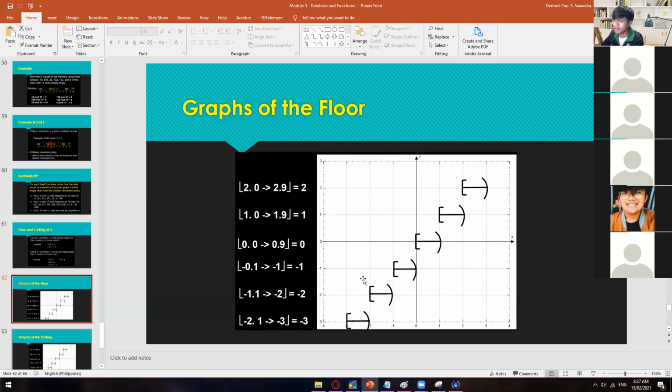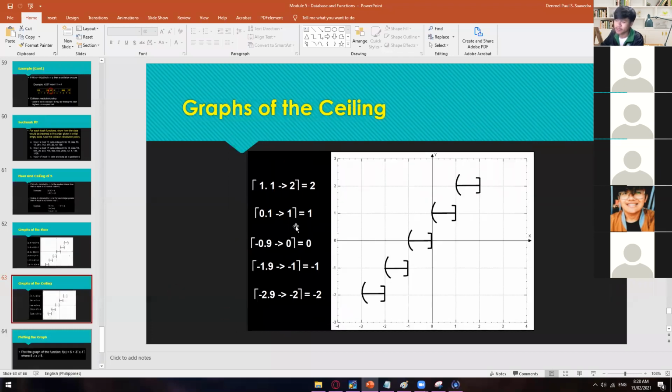So were you guys able to follow this one? Yes, sir. All right. So we have here the graphs for the ceiling. This is the opposite of your floor, of course. As long as you have a decimal, it will be rounded up right away. As you guys can see, we have 1.1 to 2. It will be rounded up to 2.